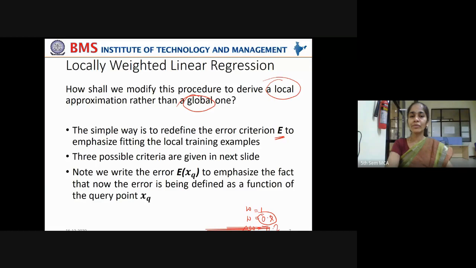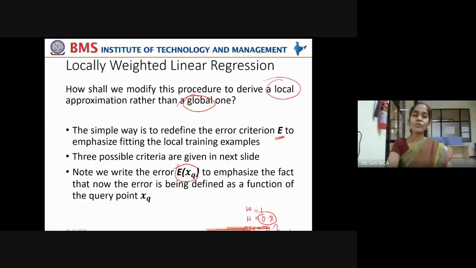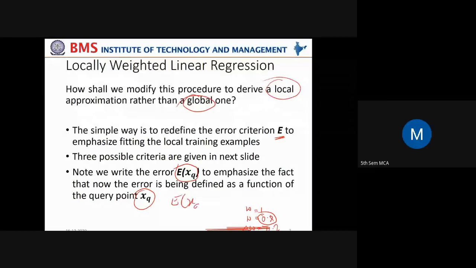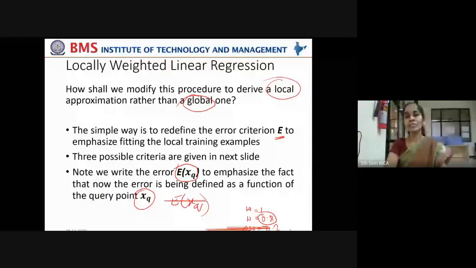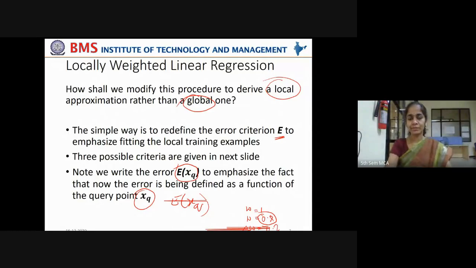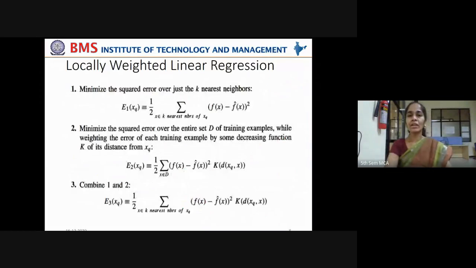Note we write the error E of xq to emphasize the fact that the error is now being defined as a function of the query point xq. That is what I said. Remember, E of xq, the error estimate of xq, is not measured on the entire training set. It is measured only with respect to the query point xq. That is why it is called local linear regression. Now, what are the three criteria to perform this?